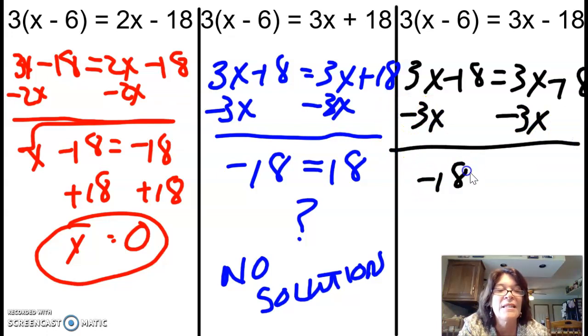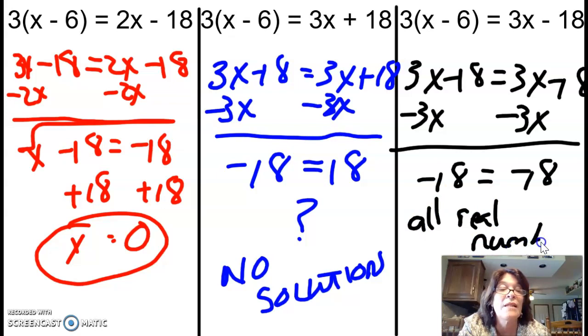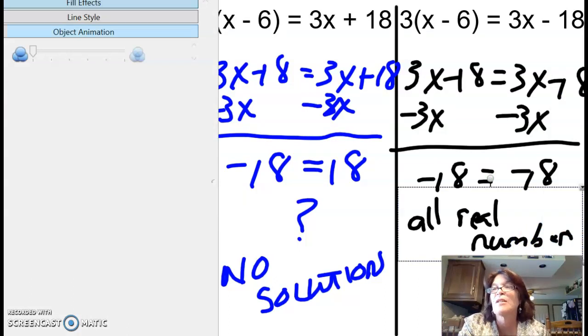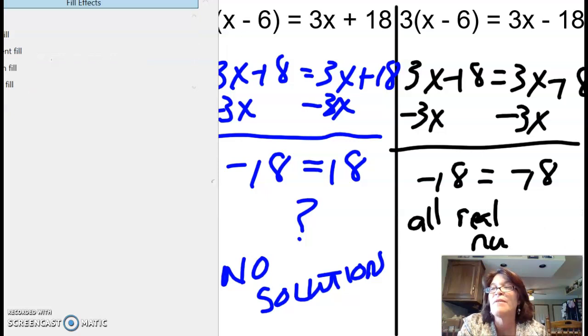Subtract, you get negative 18 equals negative 18. Yeah, negative 18 does equal negative 18 all the time. So the answer is all real numbers. You stick any number you want in there, and the left side will equal the right side. Okay?